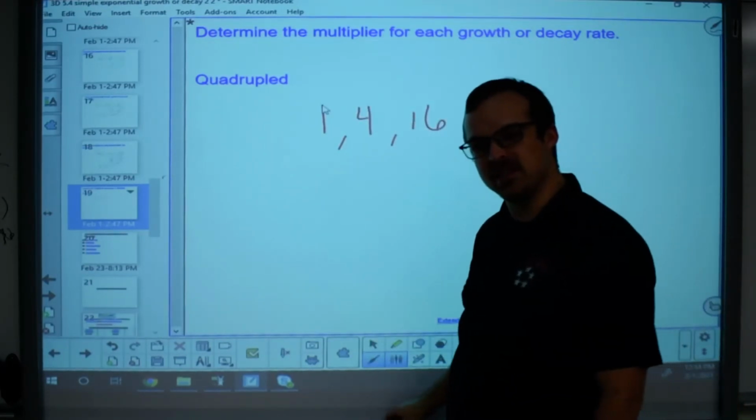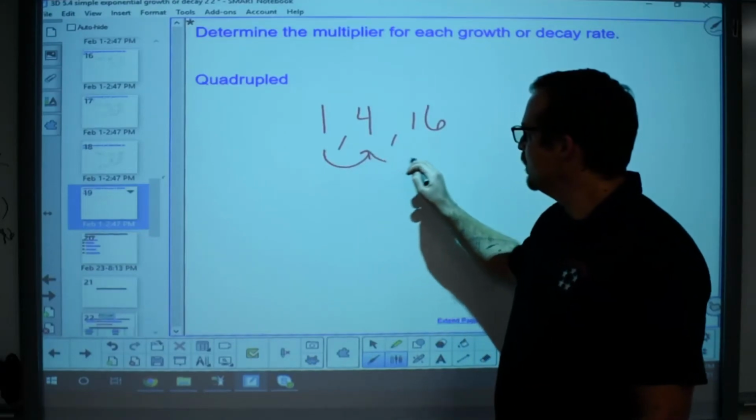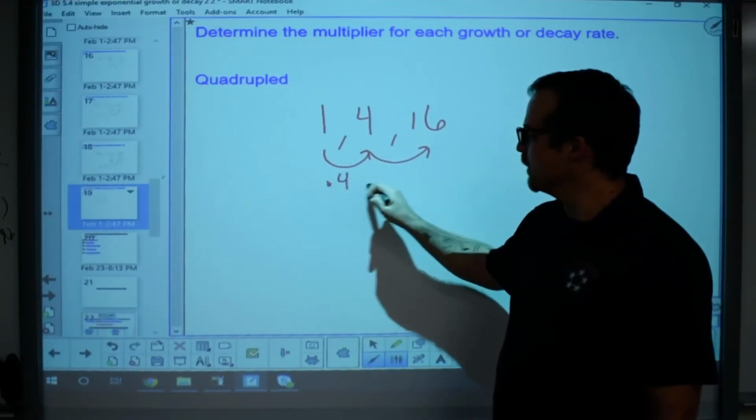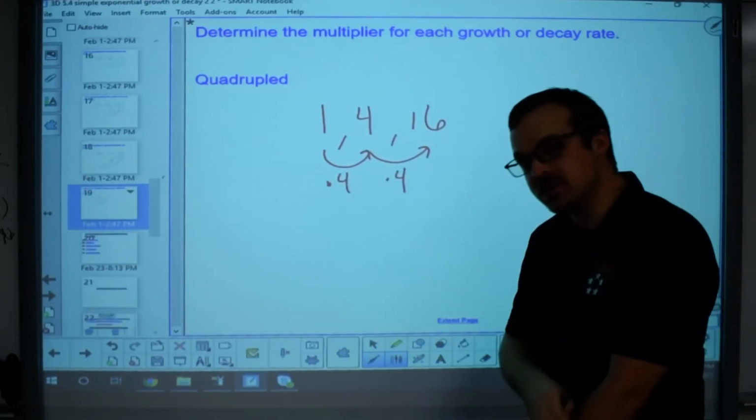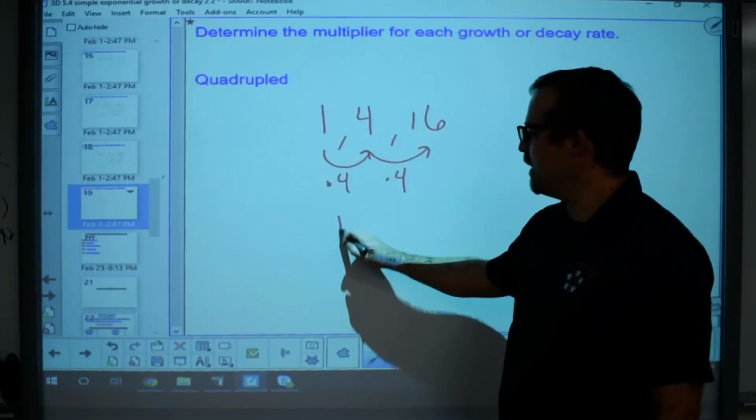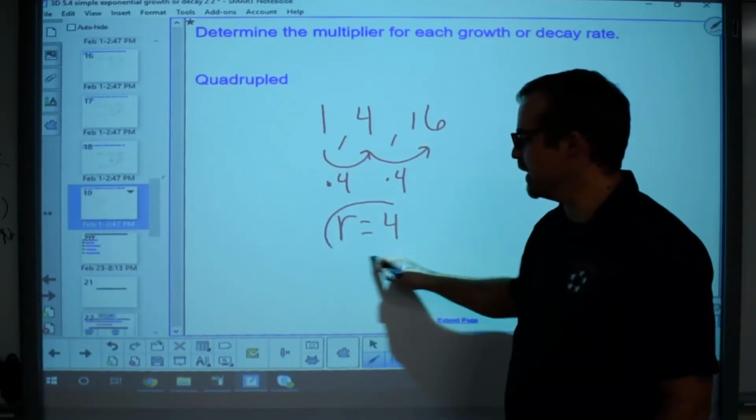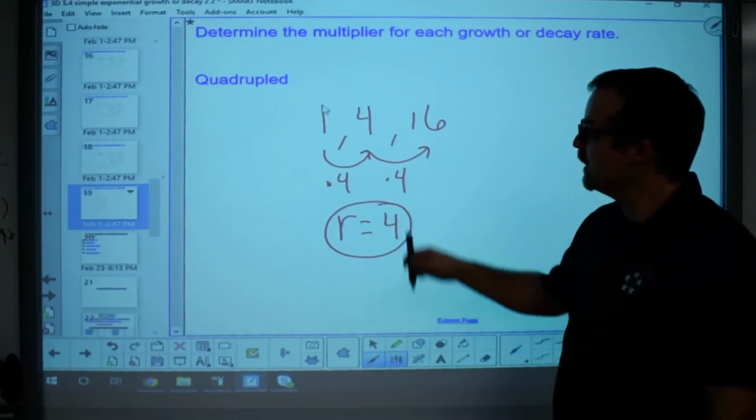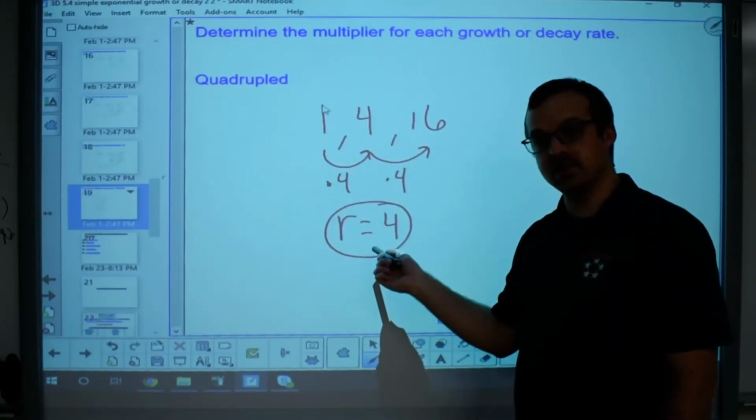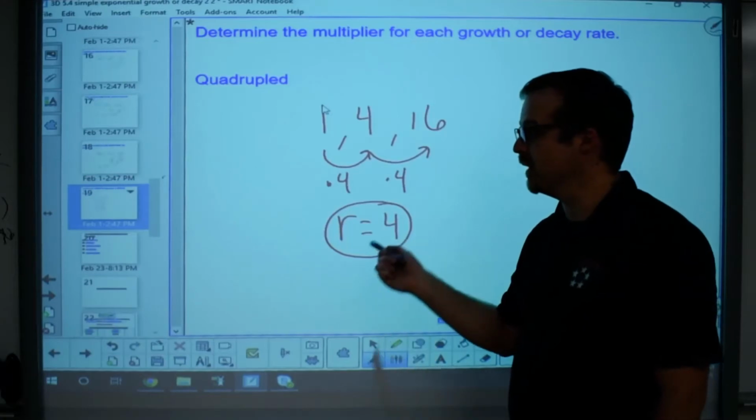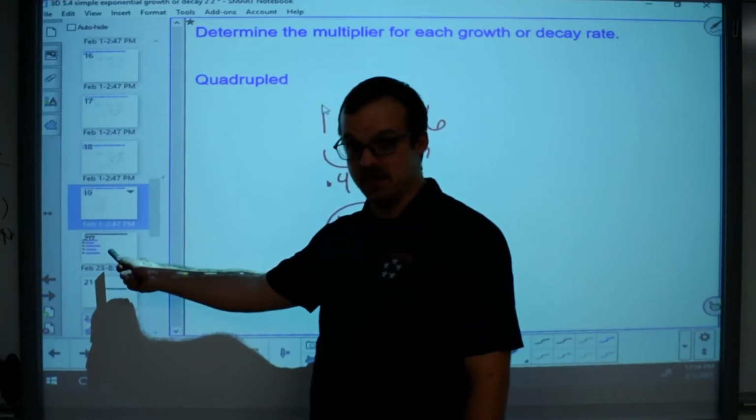Again, what's happening here? Well, we're multiplying by 4, right? Because we're multiplying by 4 each time, we have a ratio that is 4. Okay, that's a ratio or a rate of 4. And quadrupling does make sense, since we are increasing, hence the number bigger than 1. Okay, so now that's given.